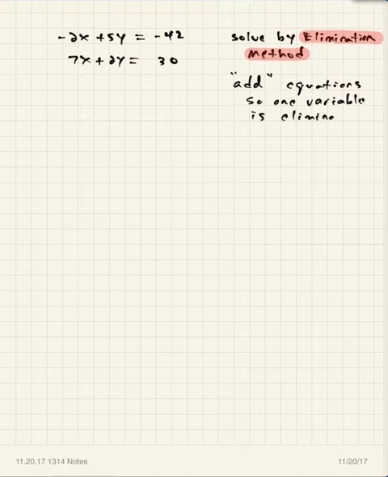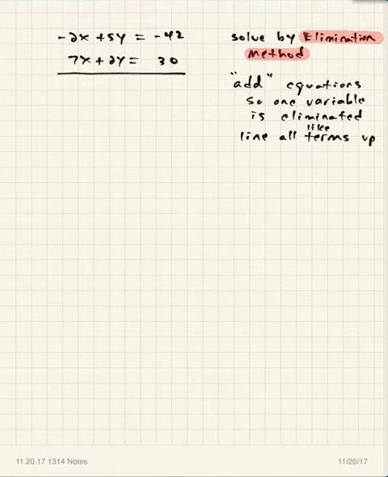Okay, so now look at this system right here. Notice how everything's lined up really nicely, right? X's are lined up, Y's are lined up, constants are lined up. So line all terms up, and probably all like terms up is what I should say. And this system is already like this. And when you add these two equations together, and I'm literally going to add them like this, notice I just get 5x plus 7y equals negative 12. Neither variable was eliminated.